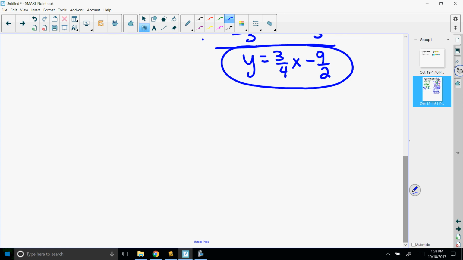I'll stay over here on this side. So what if they want it in the form of ax plus by equals c? When they do that, they want a, b, and c to actually be integers. They don't want rational numbers, so they want to get rid of the fractions. How do you get rid of the fractions? What's that common denominator? You did this last year.